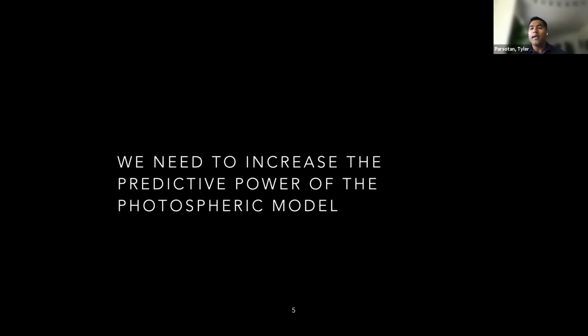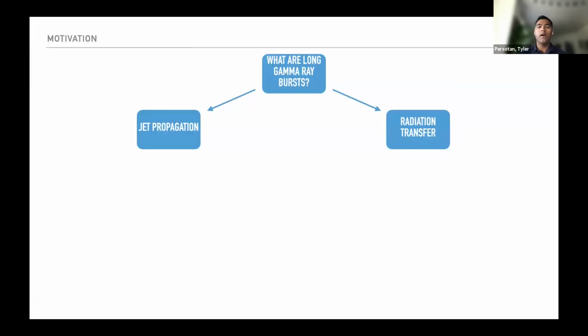But the main idea of this talk is that we need to increase the predictive power of the photospheric model. We really need to step up what we're able to say the photospheric model provides for us across the electromagnetic spectrum.